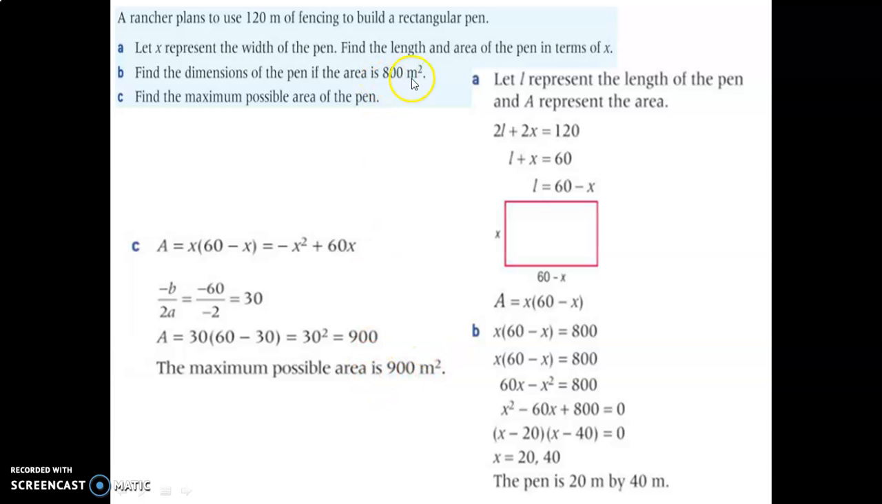So when we solved question B, that was only one possible area. But the maximum area is 900, and that occurs when the sides are each 30 by 30. So it occurs when it's a square. When it was a 20 by 40 rectangle, we had an area of 800, but the maximum area occurred when this is actually a 30 by 30 square.